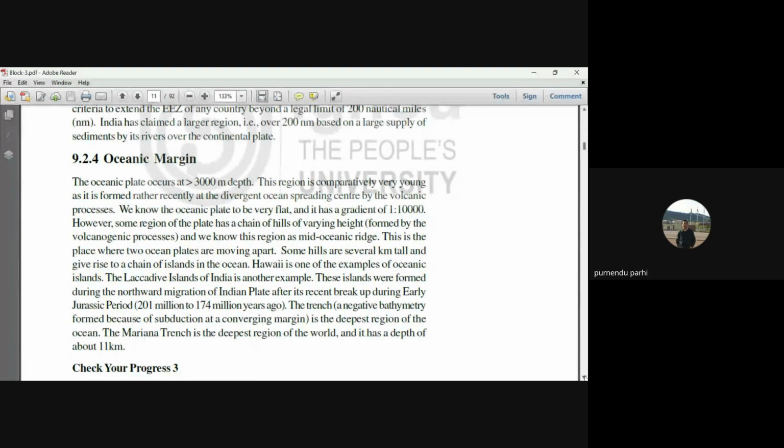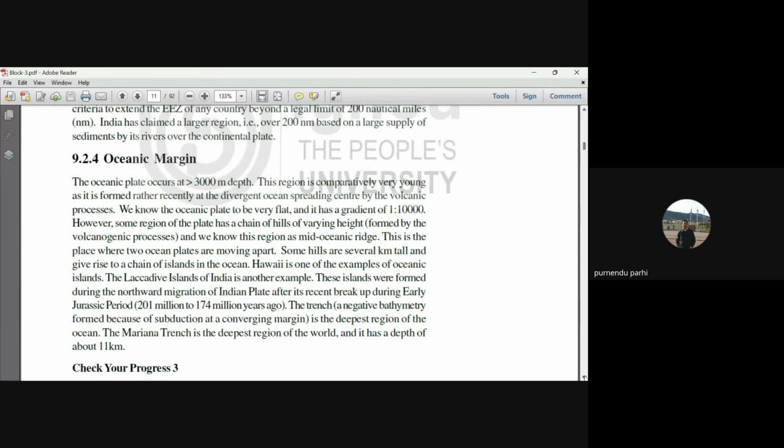Oceanic margin. The oceanic plate occurs at greater than 3000-meter depth. This region is comparatively very young as it formed rather recently at the divergent ocean spreading center by volcanic processes. We know the oceanic plate to be very flat, with a gradient of 1 in 10,000. However, some regions of the plate have a chain of hills of varying height, and we know this region as the mid-oceanic ridge. This is the place where two ocean plates are moving apart.